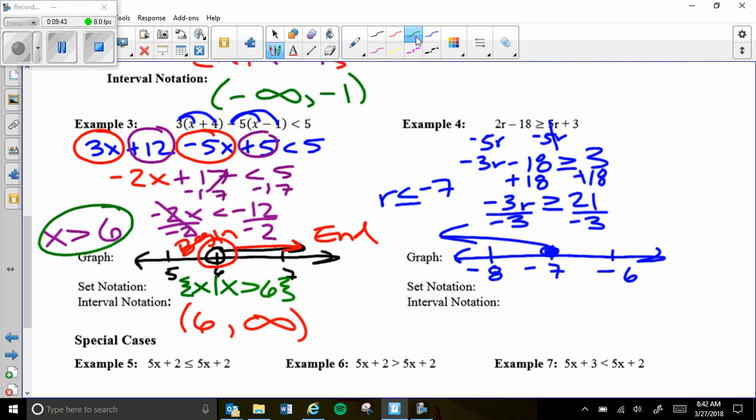So with set notation, again, braces, the set of all, what variable are we talking about? In this case, it's r. The set of all r's, such that, write this inequality, r is less than or equal to -7. And end our braces.